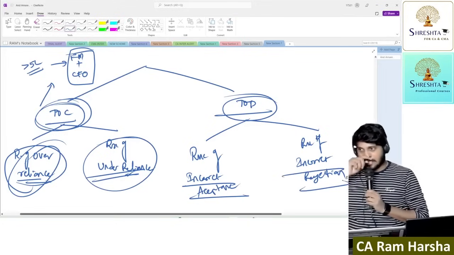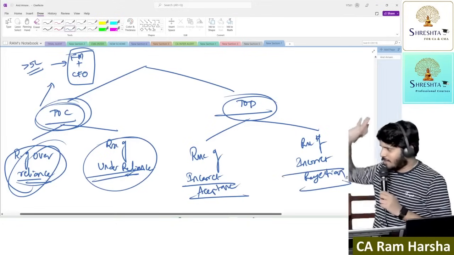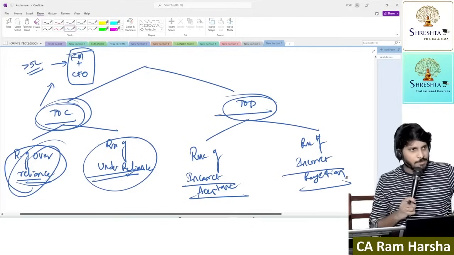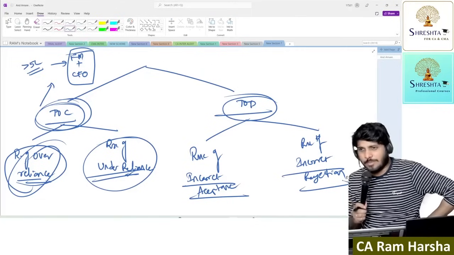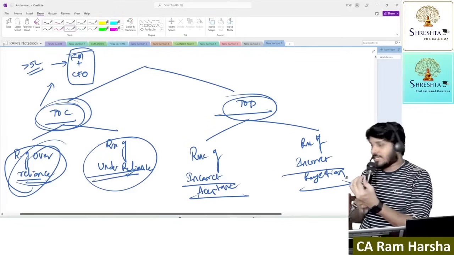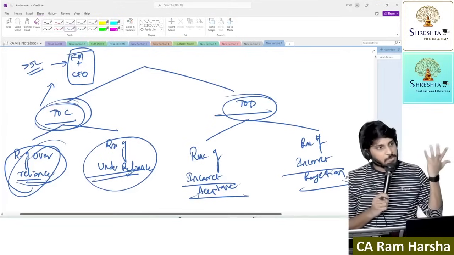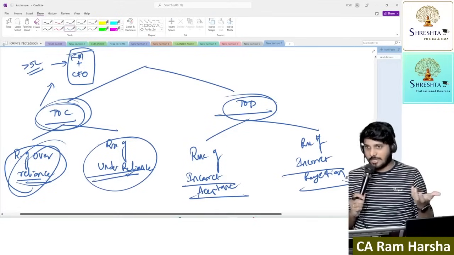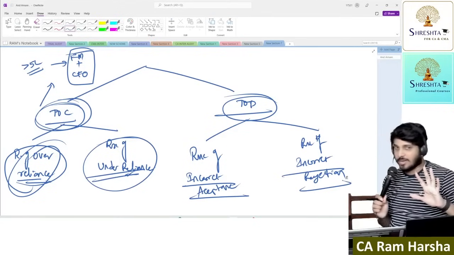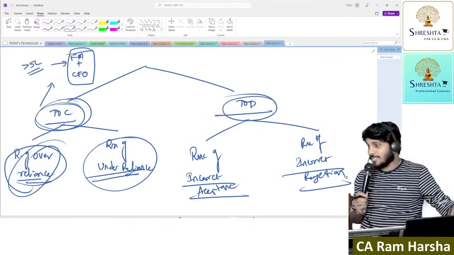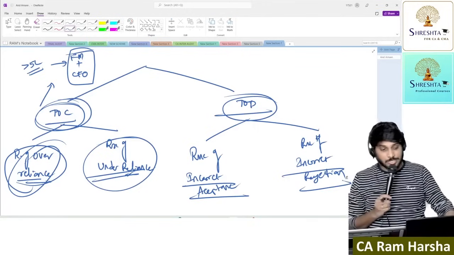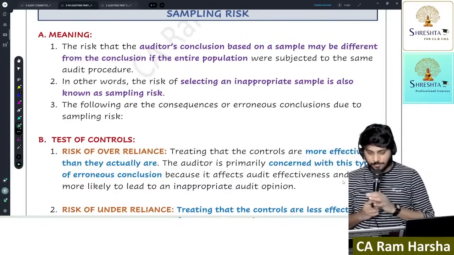Risk of incorrect rejection means what? I am rejecting the population saying they are not true and fair. But this rejection is not correct. What will happen because of this? See, the sample I selected found mistakes. I felt the entire population is materially misstated. So I said everything is not true and fair. Now, because of this, is there an impact on audit risk? No. So, this is sampling risk and the wrong conclusions that you might take up.